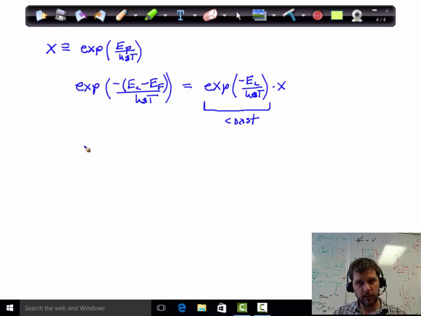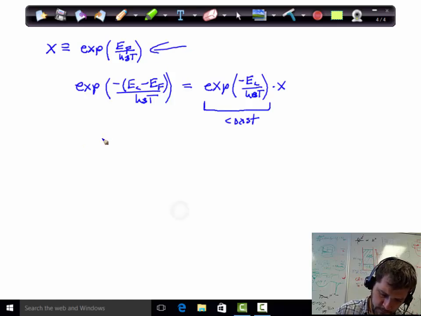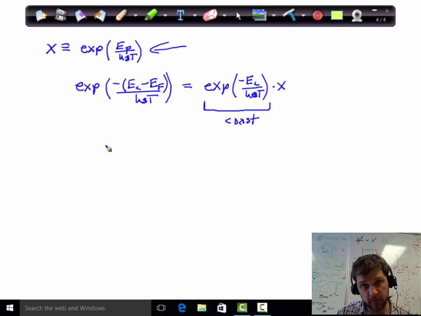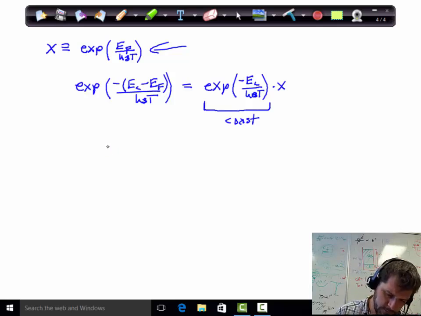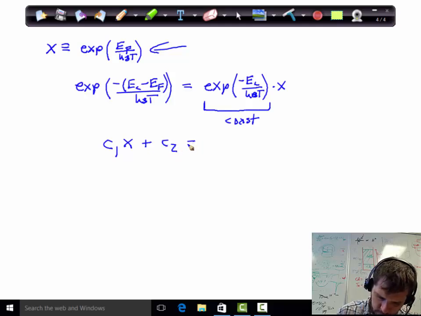So the structure of this equation, if you make this substitution up here that we started with, actually turns out to be some sort of a polynomial function in this new variable x. And so you'll get something like c1 x plus c2 goes on to equal 1 over x.